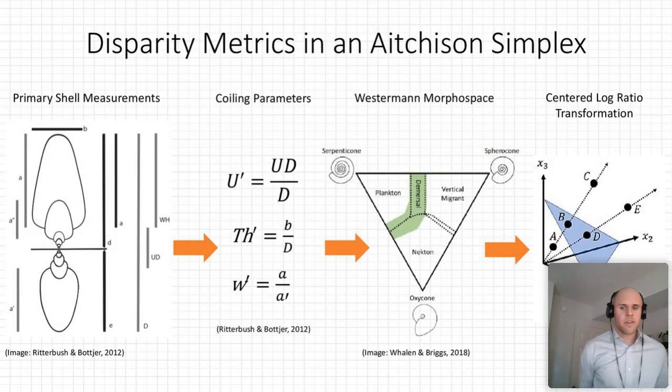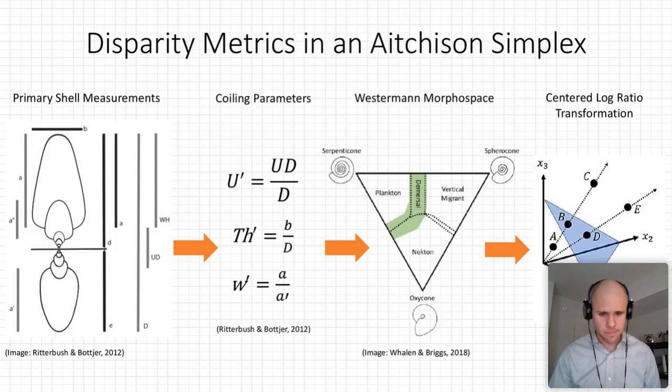Now, there's a bit of a hiccup in trying to make paleoecological measurements from Westerman morphospace, and that is that we're dealing with compositional data. So we've taken these primary shell measurements, we've then calculated our coiling parameters, we've then normalized those relative to one another to put them into Westerman morphospace, and we then need to transform that back into Cartesian space if we're going to make any measurements. And this is simply because in a simplex, such as Westerman morphospace, moving from, say, 90% to 100% is not the same as moving from, say, 10% to 20% in one of these measurements. So you do have to make that transformation.